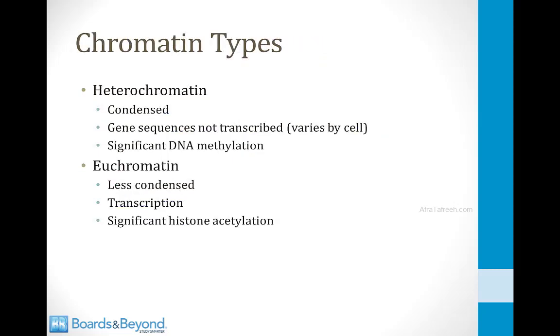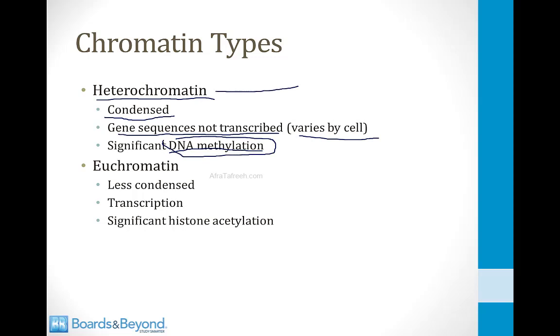Chromatin can exist in 2 forms. The first type is called heterochromatin. This is very tightly condensed chromatin, and when chromatin is like this, the gene sequences will not be transcribed. And this varies by cell. So, for example, cardiac cells may transcribe some genes that kidney cells do not, and vice versa. And remember that I told you before that DNA methylation tends to inhibit transcription, and you will find a lot of DNA methylation in condensed heterochromatin.